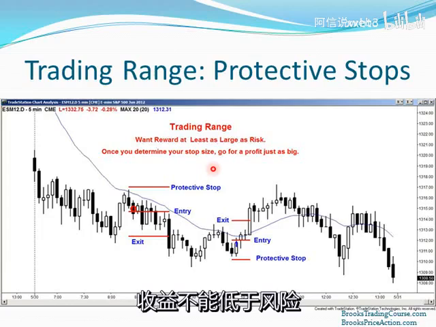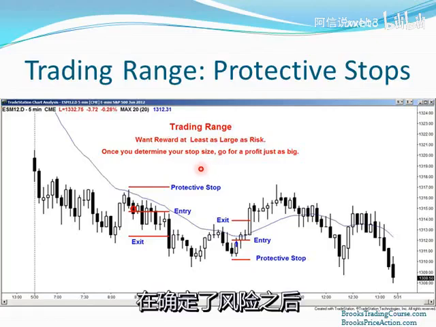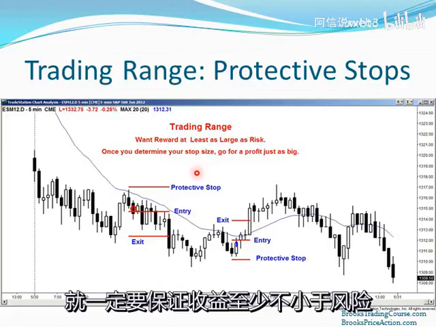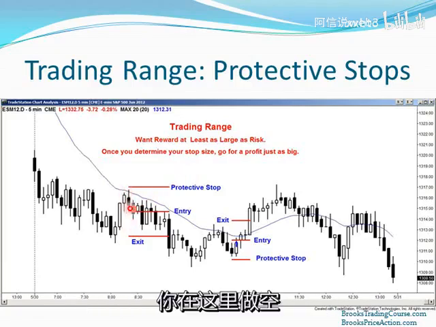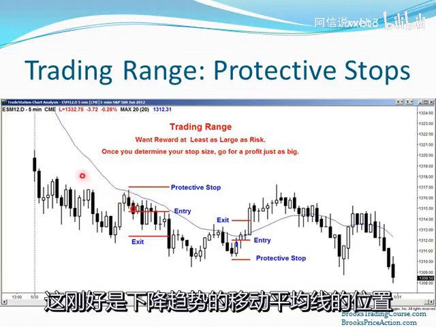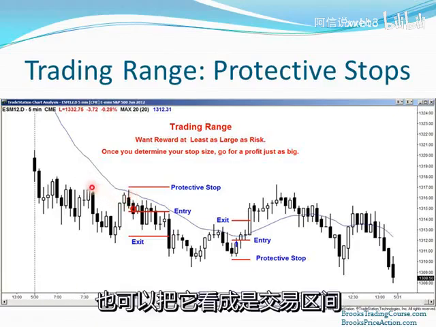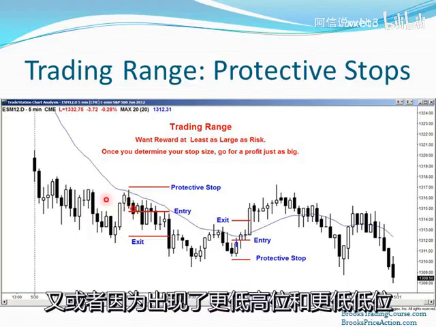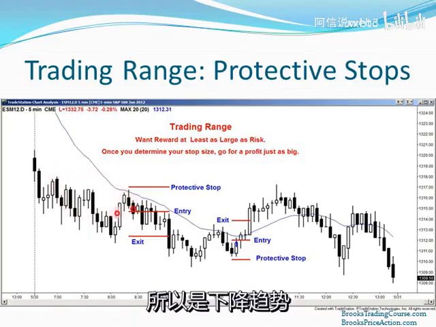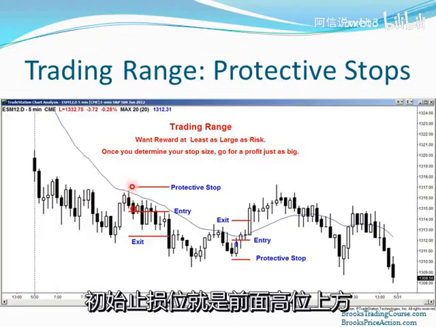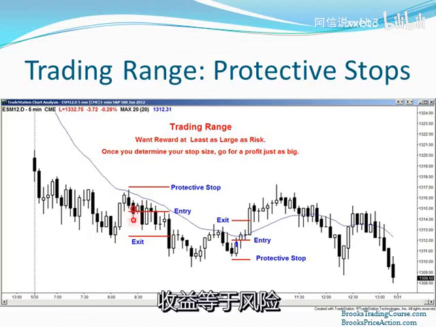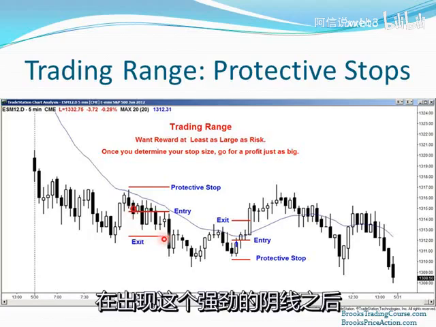You want the reward at least as big as your risk, and once you determine your stop, you make sure to go for a reward equal to your stop. So if we have this strong bear reversal bar here, and you shorted at the moving average in this bear trend or trading range, at the moment it's both a bear trend forming lower lows and lower highs, and it's also a trading range. So if you shorted this bear bar at the moving average, your initial stop is above its high, and you entered right here, you could go for a reward equal to your risk.